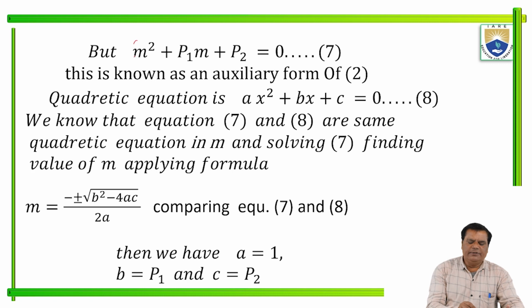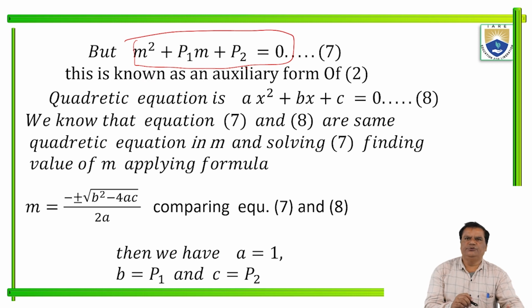But m square plus p1 m plus p2 equal to 0. This is equation 7. This must be 0, so that we can find the value of m here. So this result must be equal to 0. This is 7. This is known as the auxiliary equation of equation 2. Equation 7 is known as the auxiliary form of equation 2.